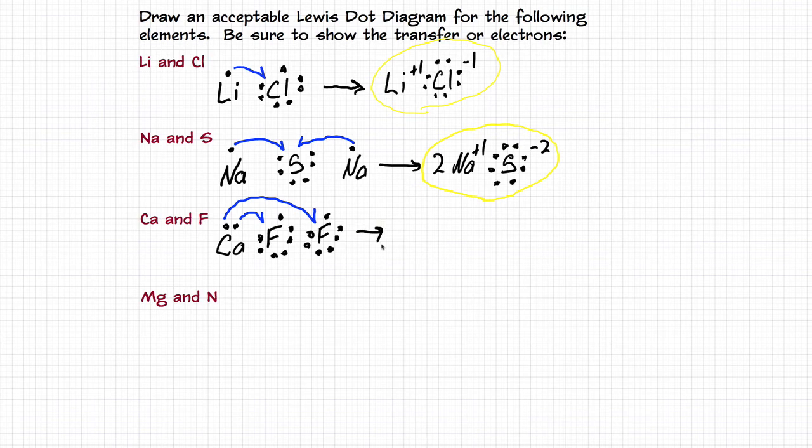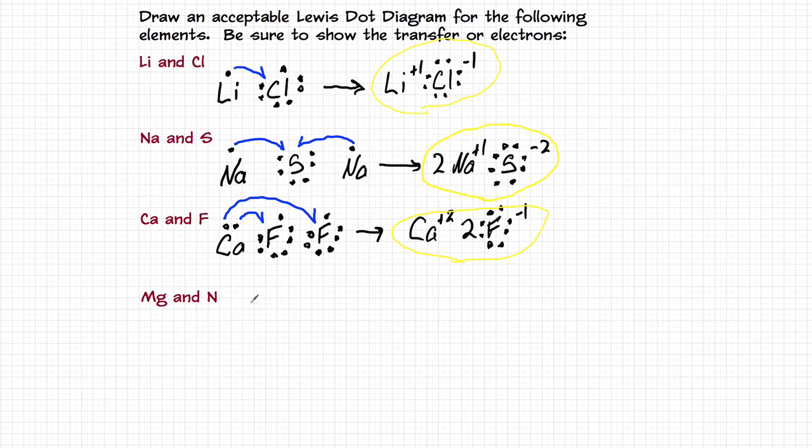And when we're done, we have calcium now with a positive 2 charge, and we've got 2 fluorines, and the fluorine has an octet, and each of them has a negative 1 charge. And this would be our final answer.